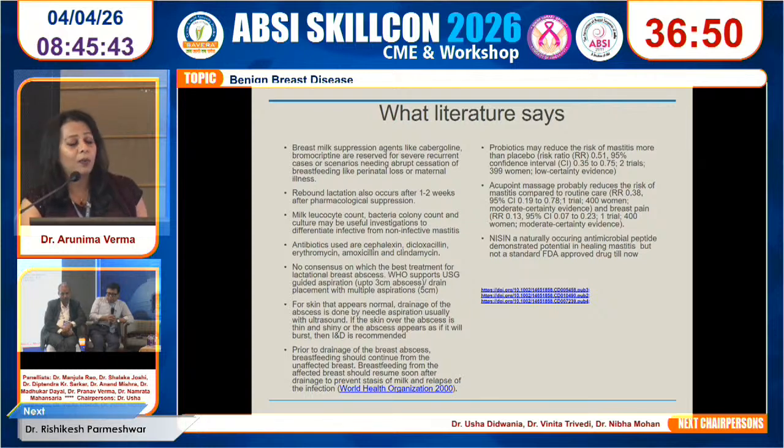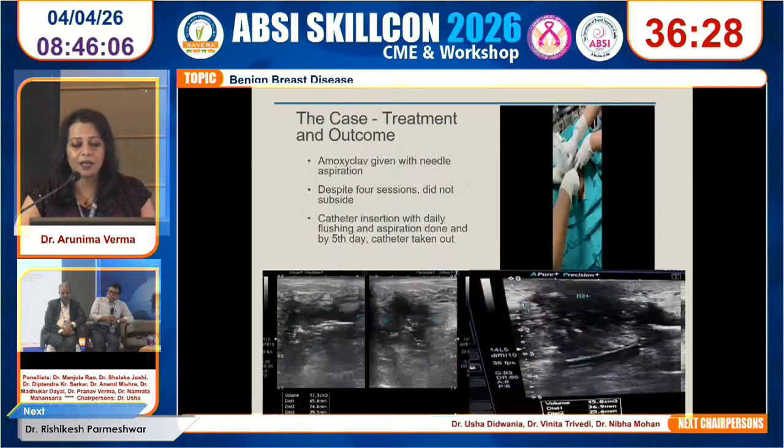And regarding breast care, as Diptendra sir was saying, there's a study done by Chinese investigators showing that acupoint massage was also found to result in less lactational breast abscess. And nisin is a naturally occurring antimicrobial peptide. It has shown some potential in healing mastitis. However, it is more used in the veterinary setup, and it is not yet FDA approved, but still some physicians have used it. And in this particular case, yes, we did give antibiotics, and we did 4 sessions of aspiration.